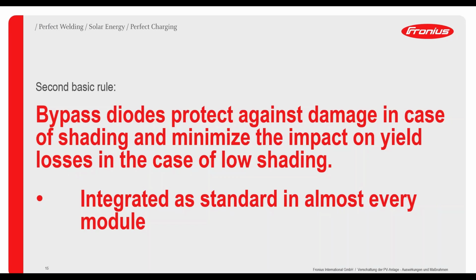All right, so that leads us actually to the second basic rule now. The bypass diodes are protecting against damage in case of shading and minimize the impact on yield losses in the case of low shading. We're not talking about strong or, let's say, moderate shading. And also I mentioned here it's mostly integrated as standard nowadays in almost every module.